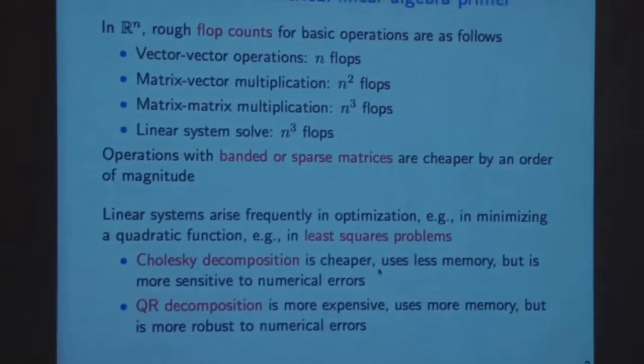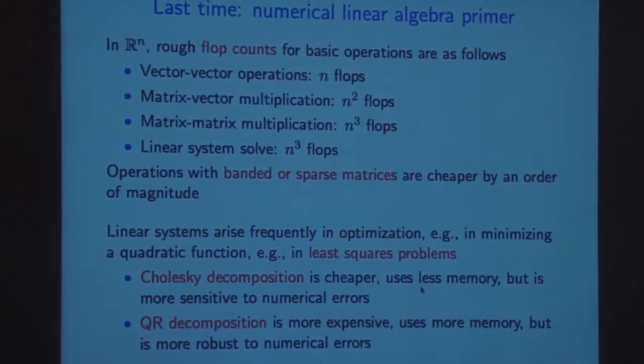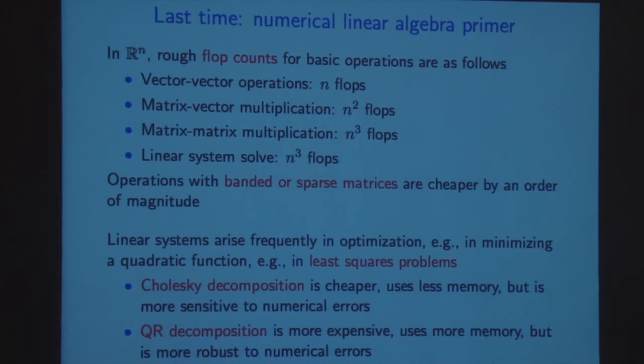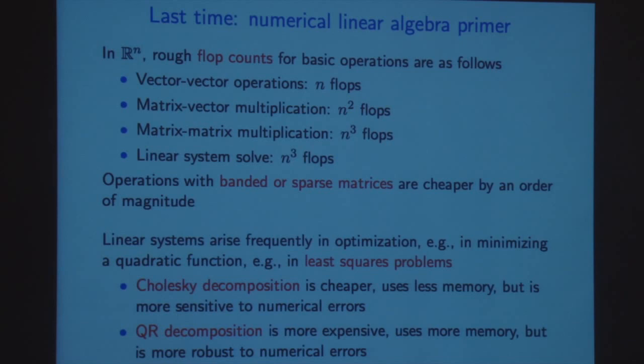So what are the trade-offs here? Cholesky decomposition ends up being cheaper and uses less memory. Both of these are true by nearly a factor of 2. So it's nearly twice as fast and uses half as much memory. But it's more sensitive to numerical errors. We didn't talk about why that's true, but go back to the notes if you want to see precisely why. It's because it's forming X transpose X, whose condition number is the square of that of X. The QR decomposition is more expensive and uses more memory, but on the other hand, it's more robust to numerical errors. So it depends on your application.